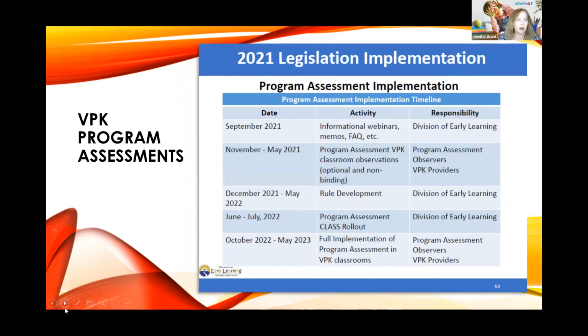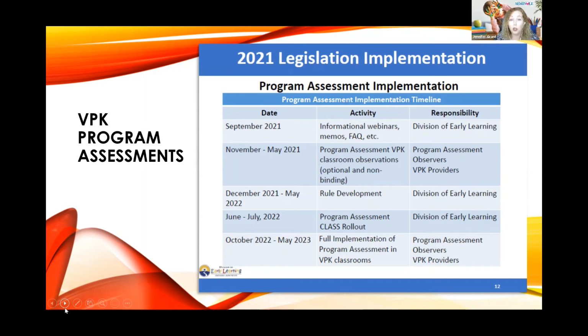The next piece is VPK program assessment. And we've all had multiple conversations over the years about the fact that VPK programs were assessed on how well they did preparing children for kindergarten when they were assessed in kindergarten 60 to 90 days after they had left your program. This law changes that. What it changes is that you will now have a different type of assessment.